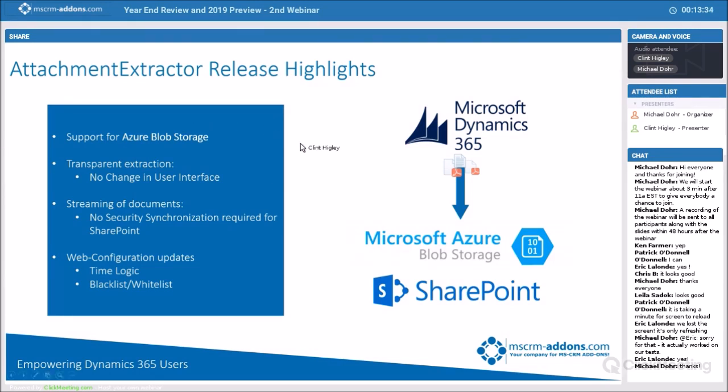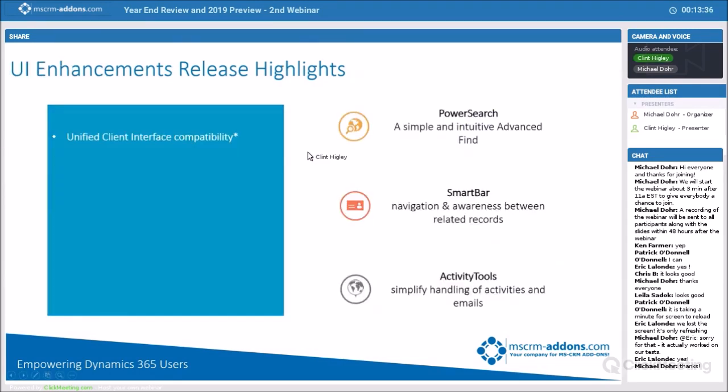So moving on, some other things. Enhancement releases. This covers our three tools here: Power Search, SmartBar, and Activity Tools. These are unified client interface compatible. Power Search is close to having that, but the other two work pretty flawlessly in there right now. Power Search soon to follow.